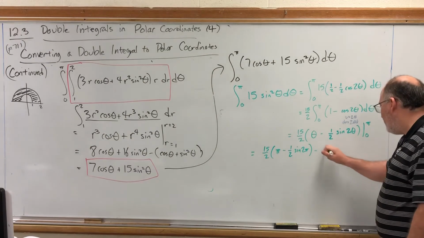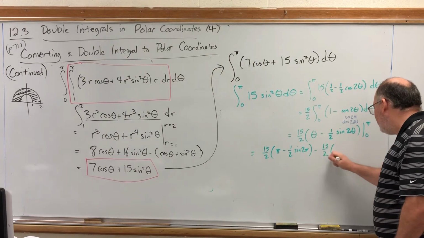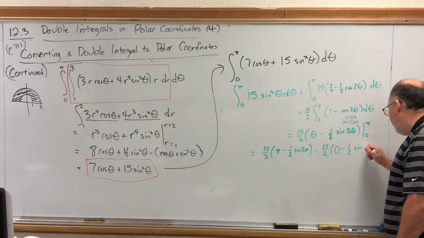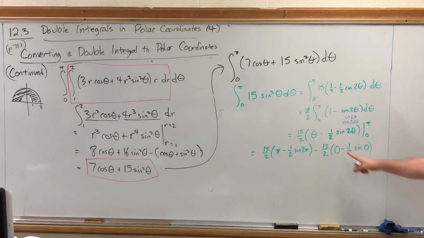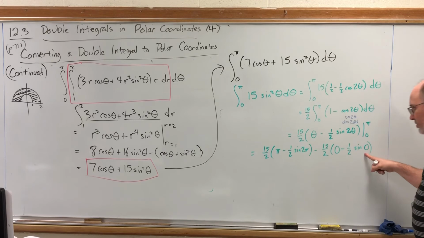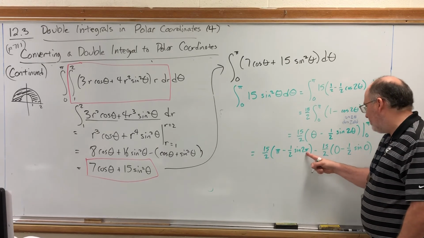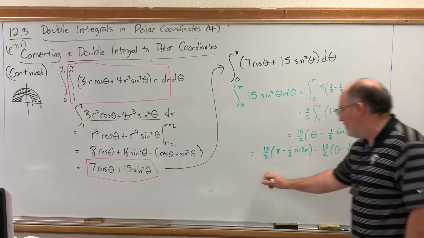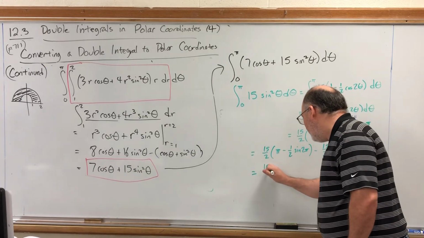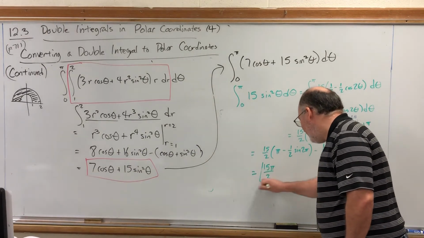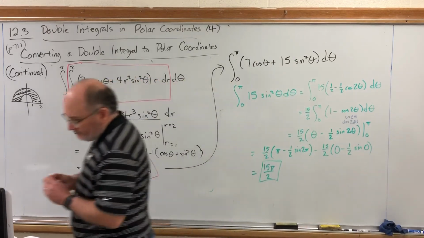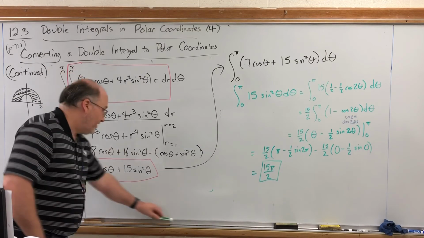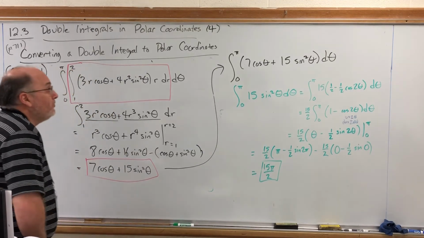And then insert 0, 15 halves, 0 minus 1/2 sine of 2 times 0, which is 0. That's gone. Sine of 0 is 0. Sine of 2 pi is also 0. So everything disappears except the 15 halves times pi. So we'll get 15 pi over 2, or 15 halves times pi. Hey, which is exactly what they got on page 711. Not too bad for doing it off the top of my head.